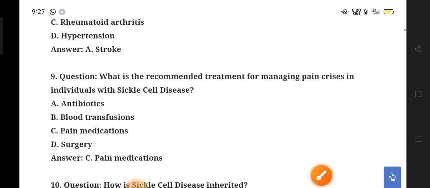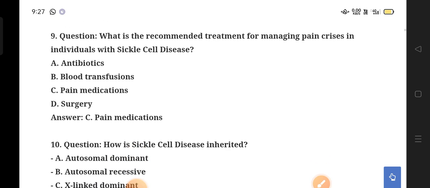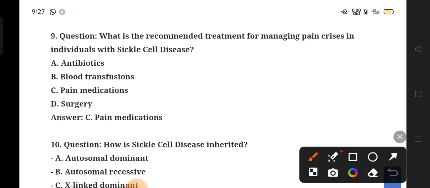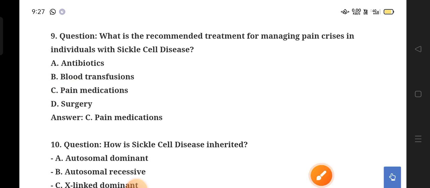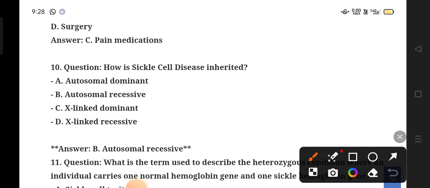Next, what is the recommended treatment for managing pain crisis in individuals with sickle cell disease? Option C, pain medications. Next, how is sickle cell disease inherited? Option B, autosomal recessive.